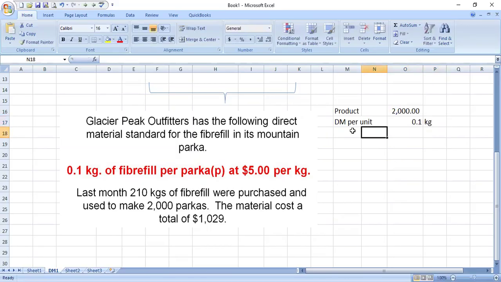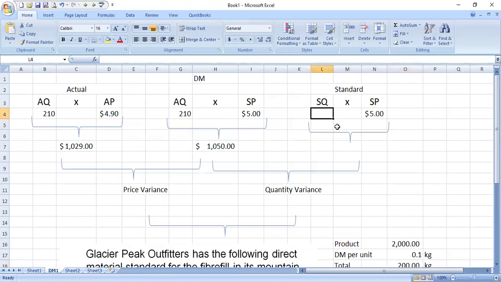So the question is, in total, how many kilograms I need to produce the 2,000 units based on my standards? That will be 200 kilograms. And that will be my standard quantity, 200 kilograms. Make sense? Do you understand this logic?